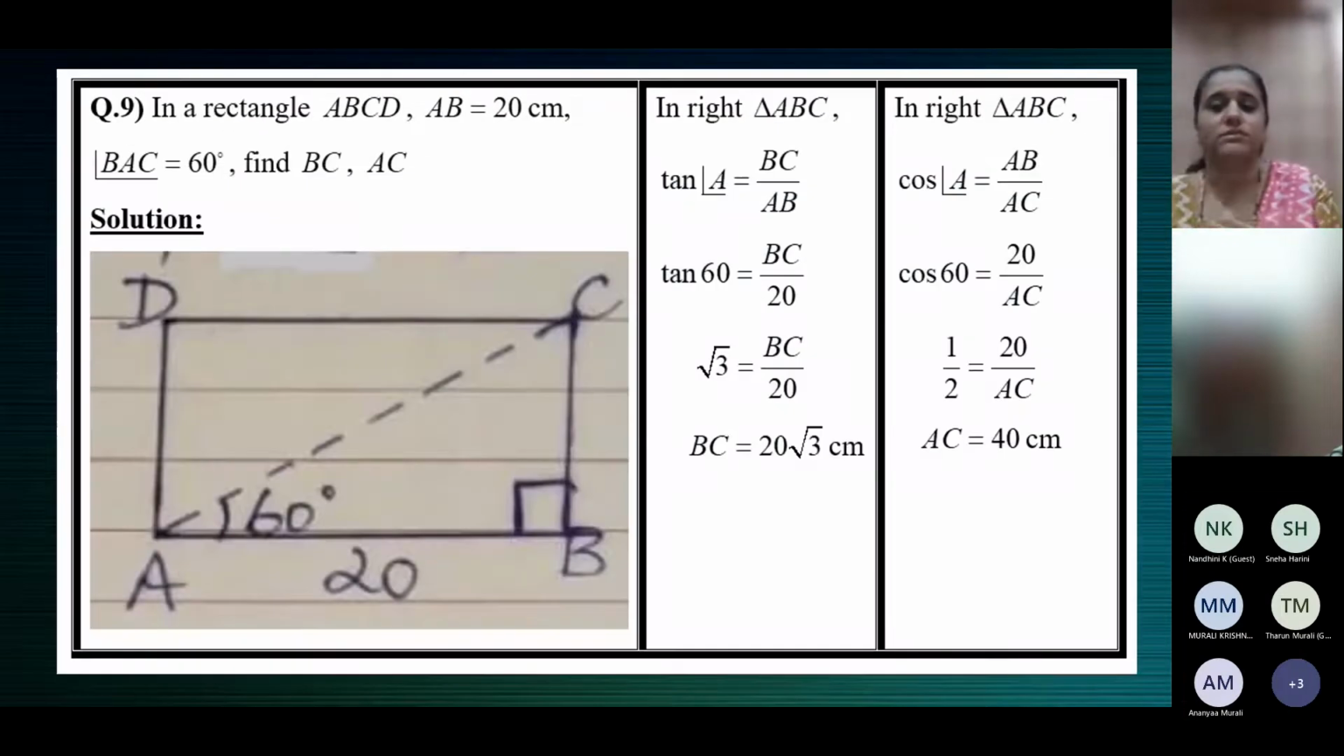Please help yourself with this one. This is easy. Write down the question.